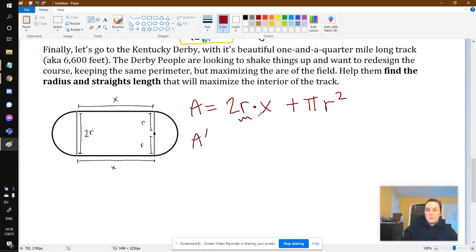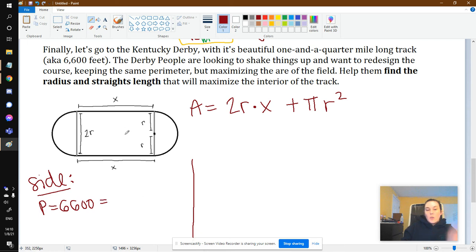Let's take our derivative. Oh no, right? We don't want r's and x's. We only want either all r's or all x's. So off to the side, we do our side work, and we say, okay, we were told that the perimeter is 6600. We also can look and see that the perimeter is x plus half this circle plus another x plus the other half of the circle. So it's going to be 2x's plus 2 pi r, which is the circumference of a circle.